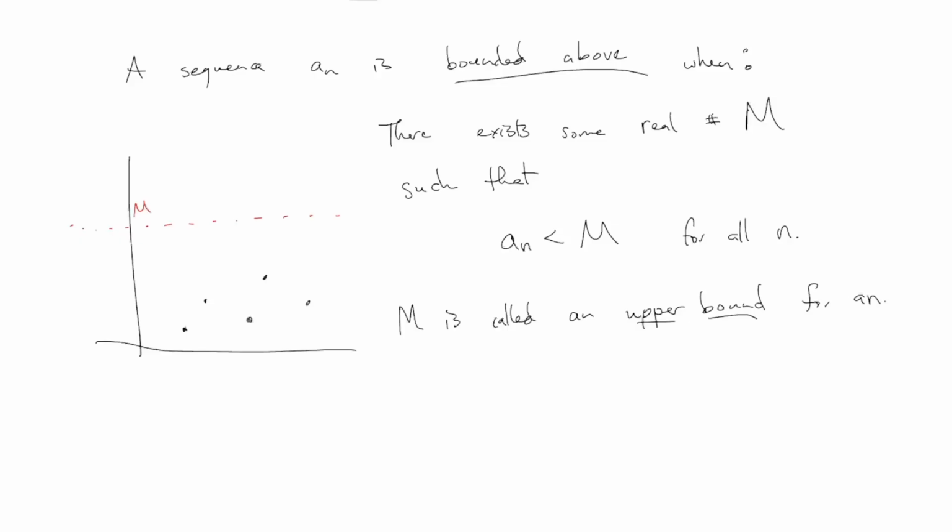I said it is an upper bound, not the upper bound, because you can tell in the picture that if there is such a number m, there's not only one of them. You could always consider a number even a little bit bigger. On this picture, m plus 1 would be 1 higher than m, but that number is also bigger than all the terms in the sequence. So there's no such thing as just a single upper bound. There are many upper bounds, if there are any. Sometimes there are none. This is what it means to be bounded above.